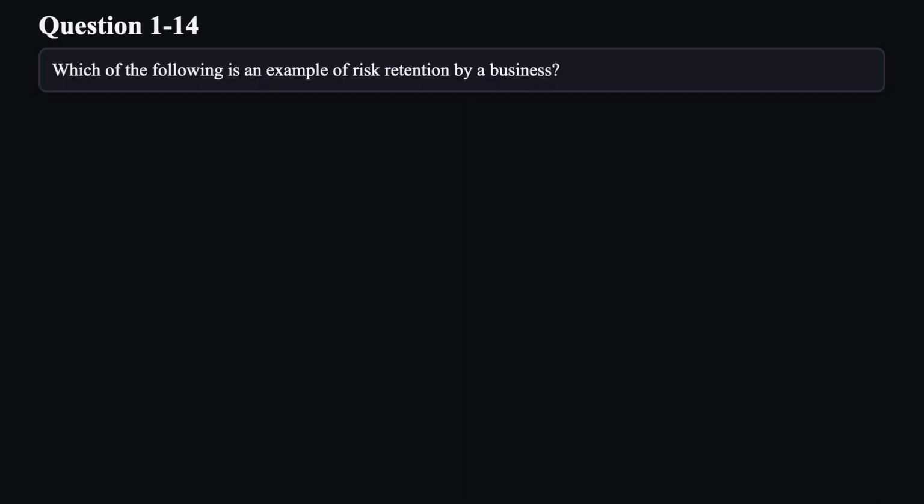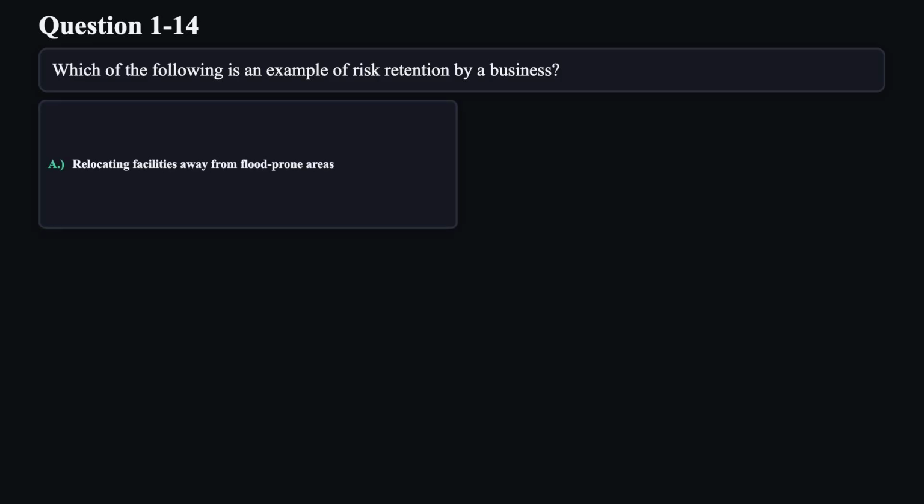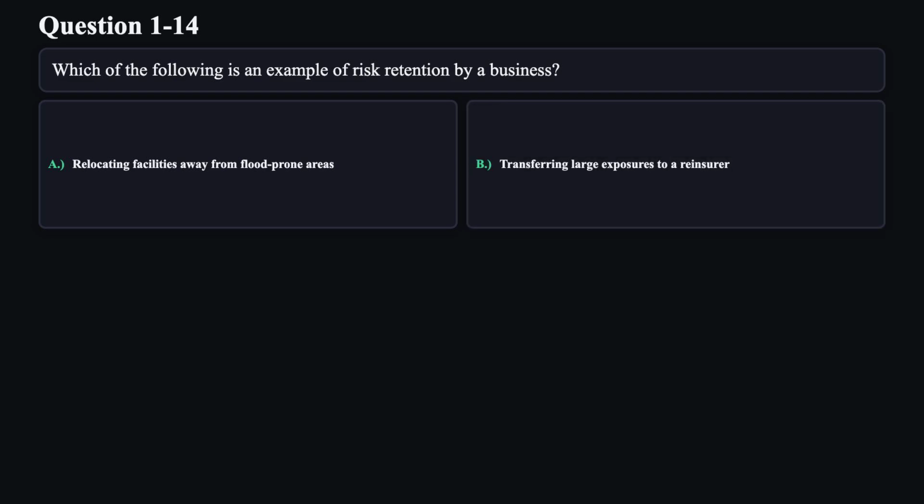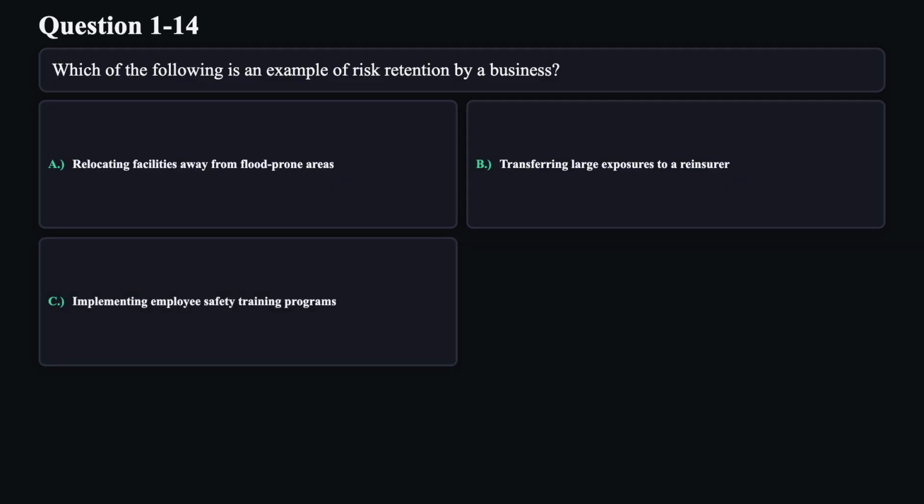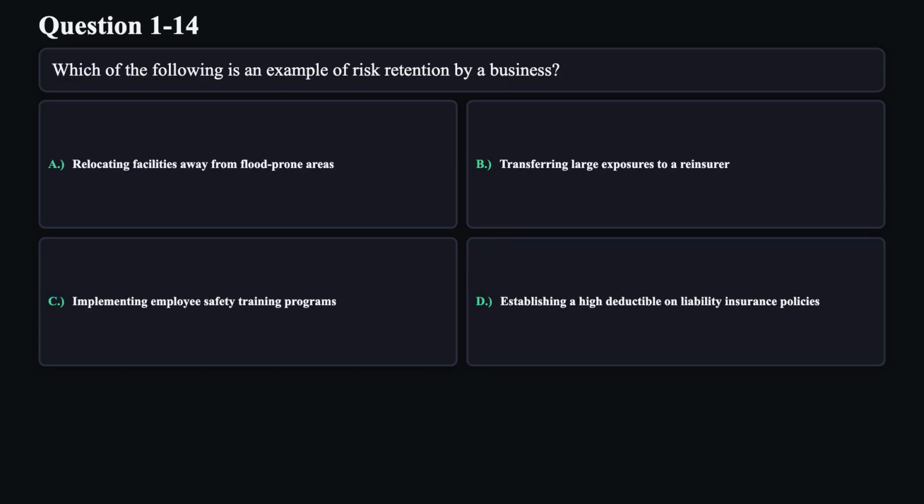Question 14. Which of the following is an example of risk retention by a business? A. Relocating facilities away from flood-prone areas. B. Transferring large exposures to a reinsurer. C. Implementing employee safety training programs. D. Establishing a high deductible on liability insurance policies.